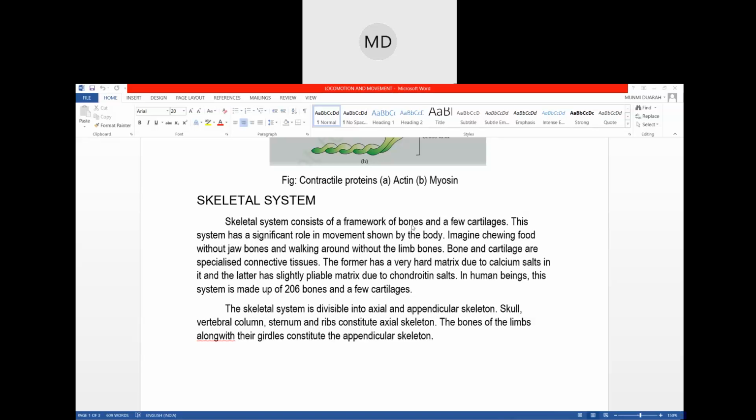And this skeletal system has bones. Okay, they comprise of bones and cartilage. So I think I have discussed cartilage with you.